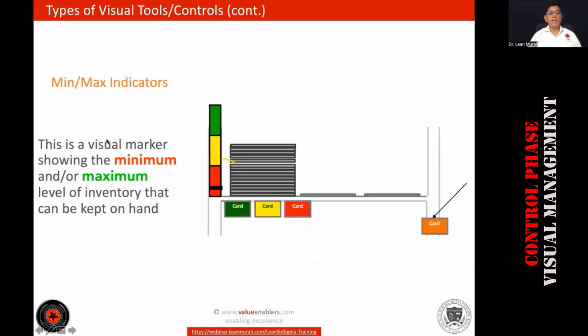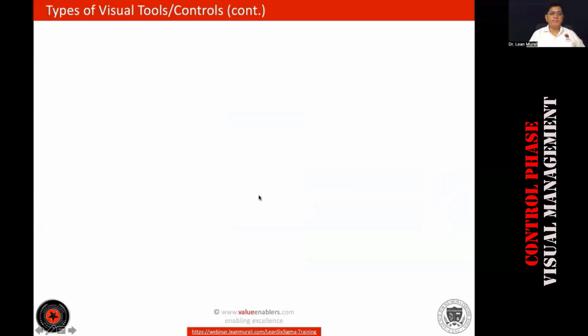And height indicators, maximum, minimum indicators, right? You're storing some carton box or something like that, and you have red, yellow, and green. Green means that we are at a comfortable level. Some people even have blue, which means that it's excess inventory, right? And yellow means a reorder point.